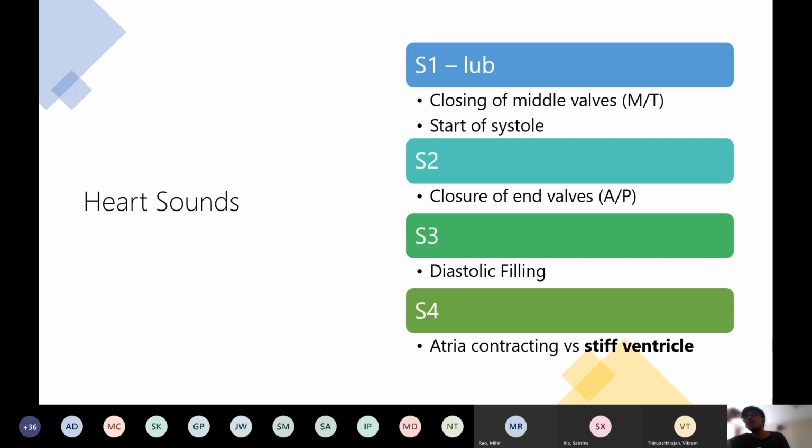What does S1 represent? Yeah, S3 is in healthy young people. S1 is the closing of the valves in the middle of your heart, the mitral and tricuspid valves, and it shows when systole is starting. And therefore S2 would be, now that you know what S1 is, you can guess this one if you didn't know. Aortic and pulmonary valves closing, absolutely. So with any kind of valve pathology, you're going to get weird sounds around these heart sounds. What does S3 represent?